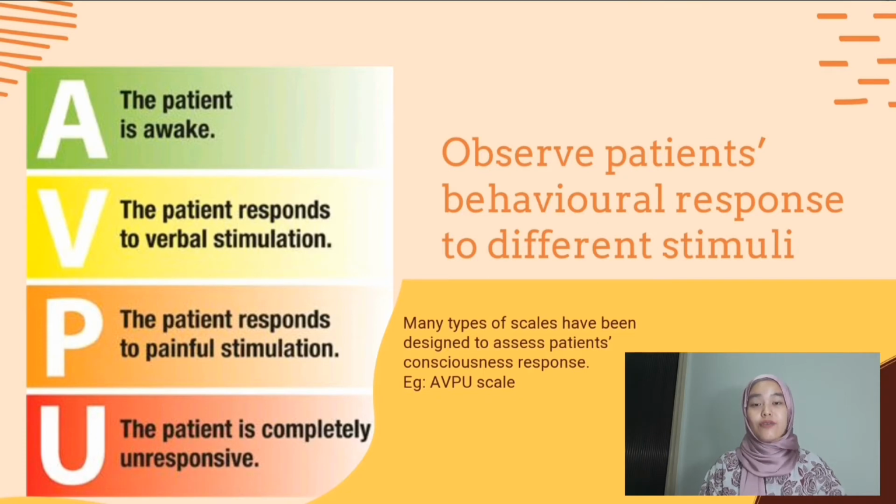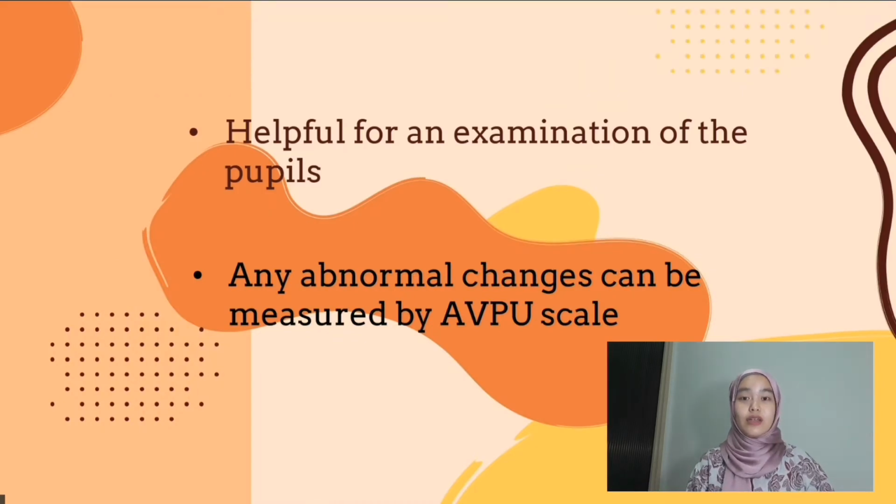AVPU stands for: A, the patient is awake. V, the patient responds to verbal stimulation. P, the patient responds to painful stimulation. And the unresponsive patient is labeled as U. The AVPU scale is very helpful for an examination of the pupils. Doctors and nurses will be applying this on coma patients.